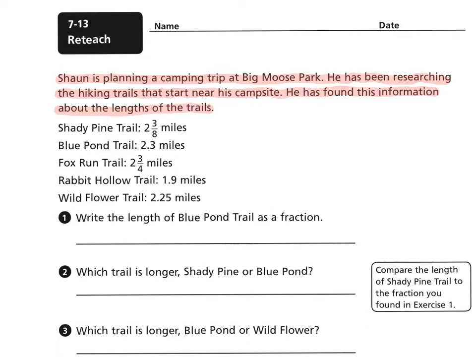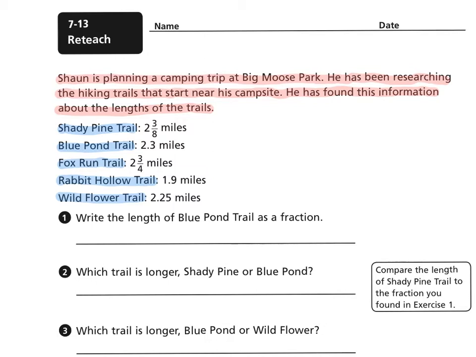So now he has a couple trails listed. Shady Pine Trail is 2 3/8 of a mile. Blue Pond Trail is 2 3/10 of a mile. Fox Run Trail is 2 3/4 of a mile. And Rabbit Hollow Trail is 1 9/10. And Wildflower Trail is 2 25/100. So we've got 5 trails that we need to think about today.